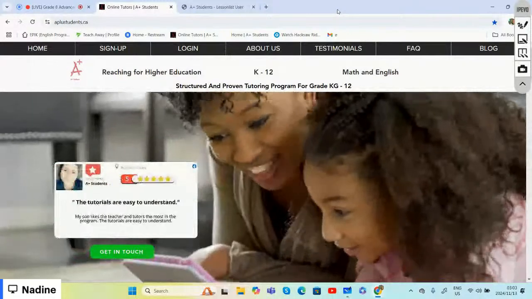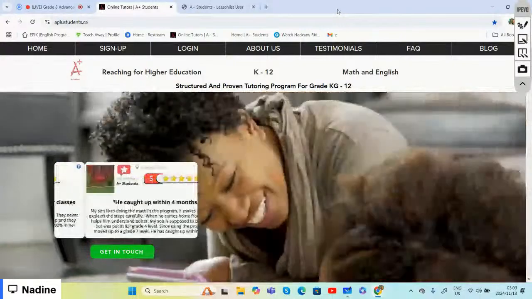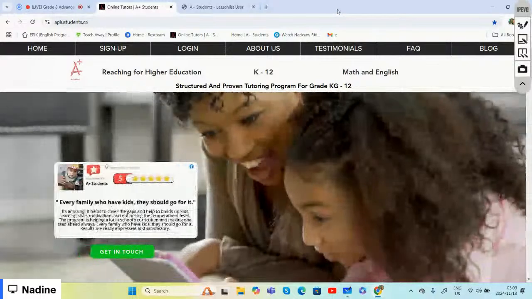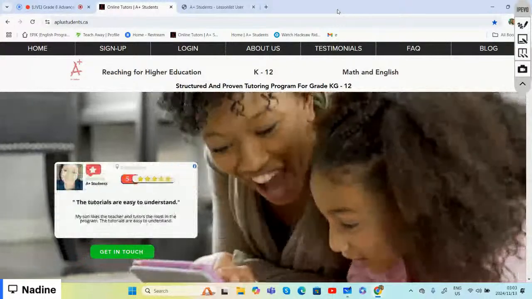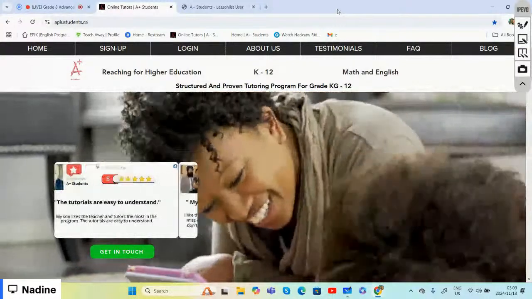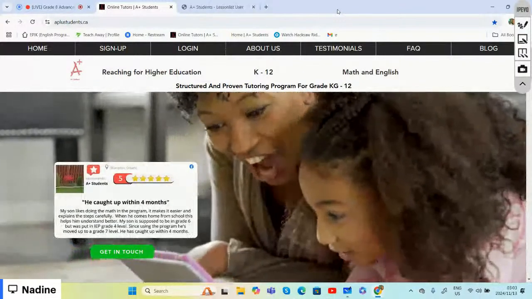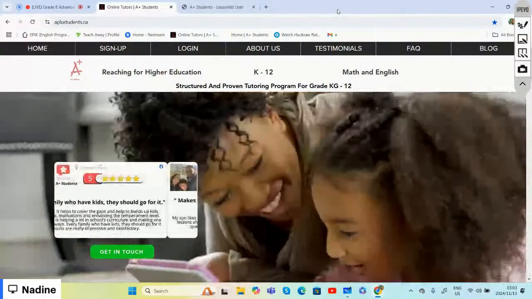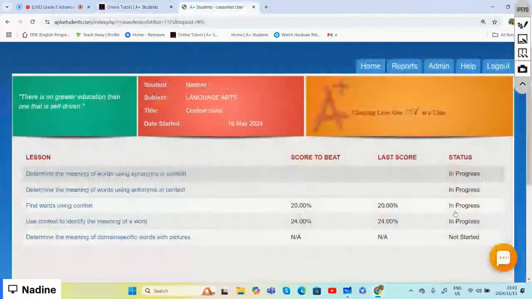Once you've logged on to aplusstudents.ca with our username as well as our password, then we're going to select the subject of English Language Arts. We're doing grade 8. And then we're going to scroll down until we get to our chapter of context clues.